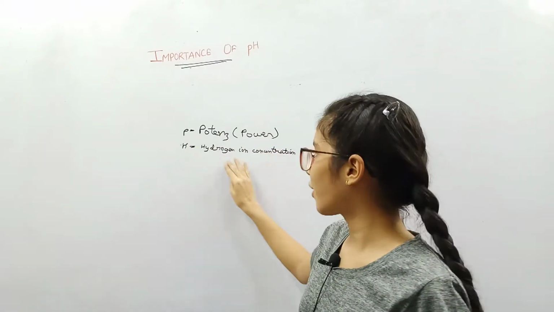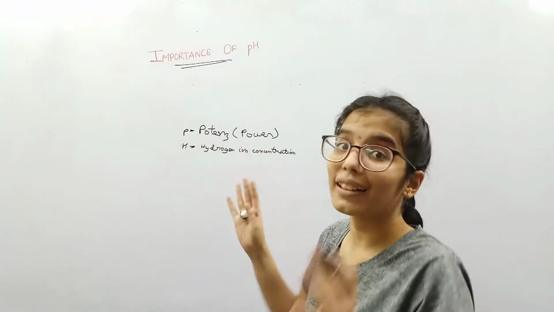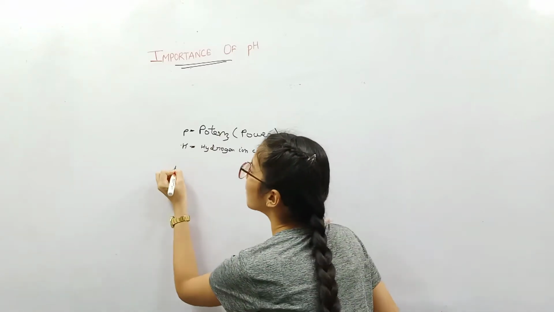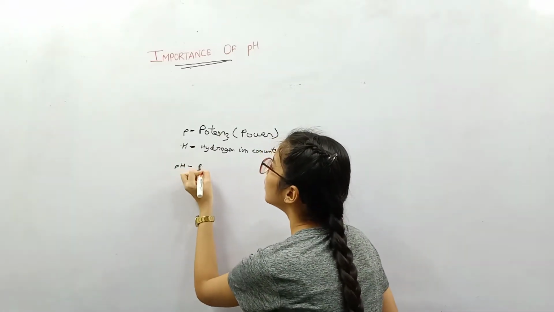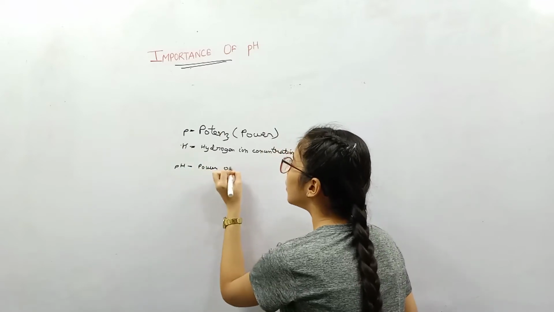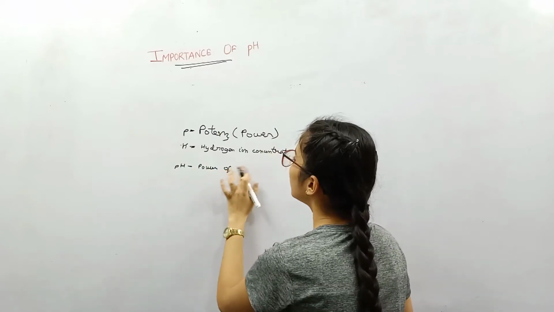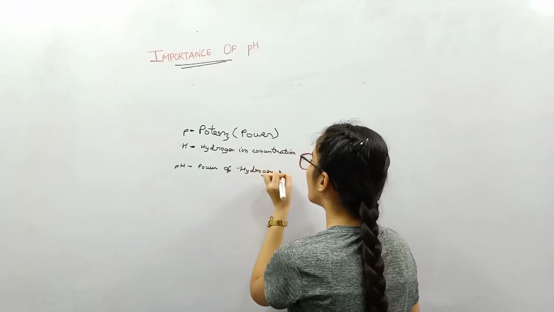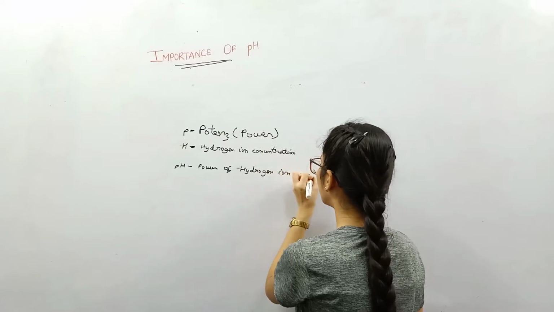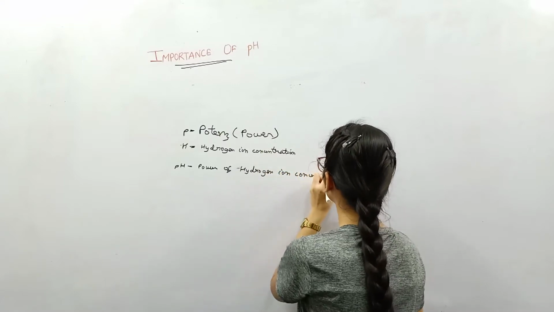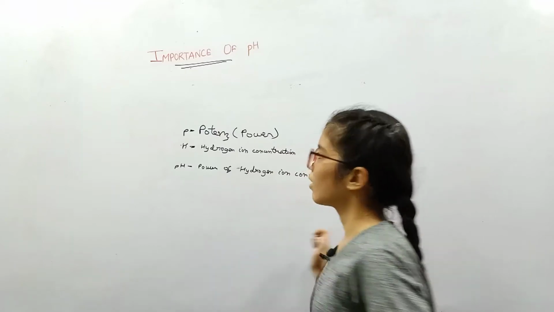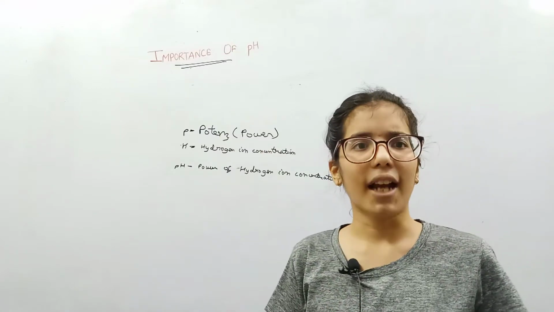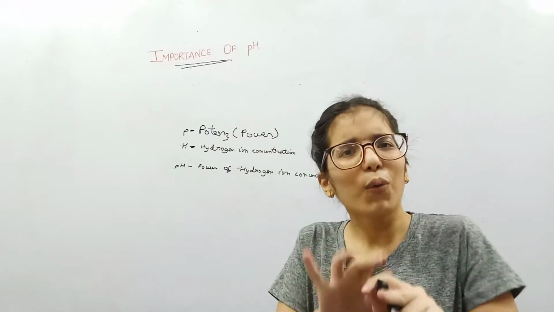P is potence, H is hydrogen ion concentration. And if we combine both words, it is the power of hydrogen ion concentration. So I think you are clear with the word pH, power of hydrogen ion concentration. Now the question arises: what is the pH scale? We very well know what a scale is.